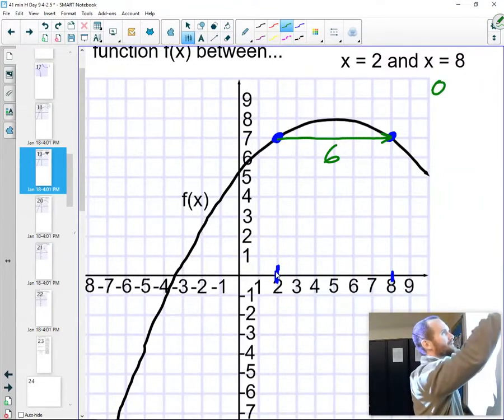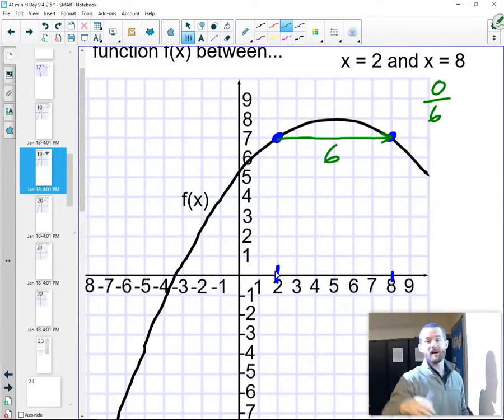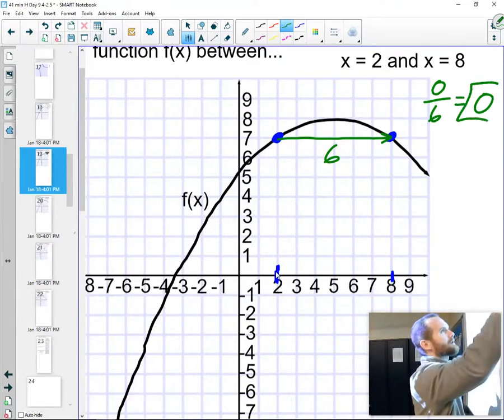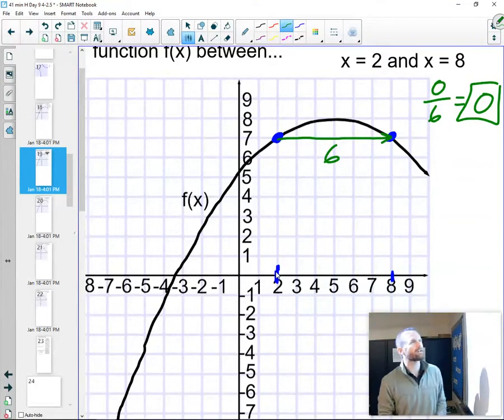As soon as we get a rise of 0, no matter what number's in the denominator, 0 divided by anything is 0. I guess the one exception there is 0 divided by 0 is undefined. But if it's 0 divided by anything besides 0, then it's just going to be 0. And we're done. That's our average rate of change between those 2 points on this function.